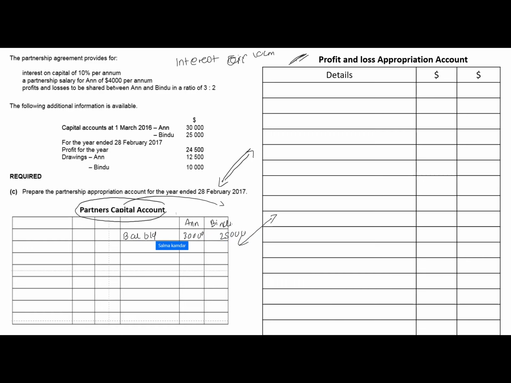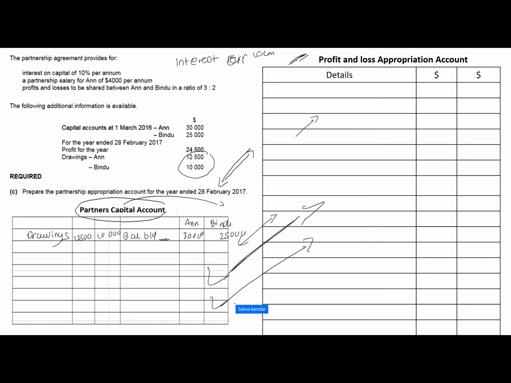Capital account always has a credit balance. On the credit side of the capital account, this is the capital balance. Okay. Here capital, here drawings, D for drawings, D for debit. On this side capital, on the left debit side, there will be drawings. You have the drawings of Anne and Bindu, that is 12,500 and 10,000, so you will put that. Are you with me? This is one thing that will not appear in the appropriation account, but it will come in the capital. After that, everything is happening in between.